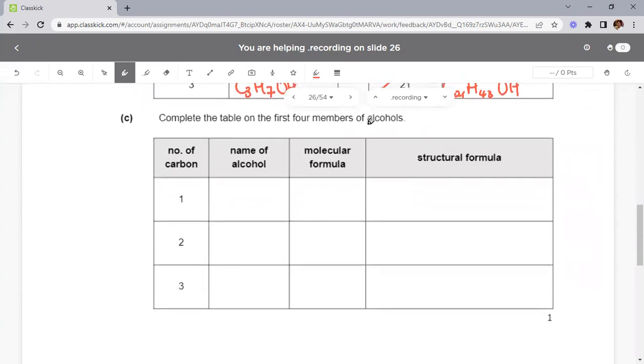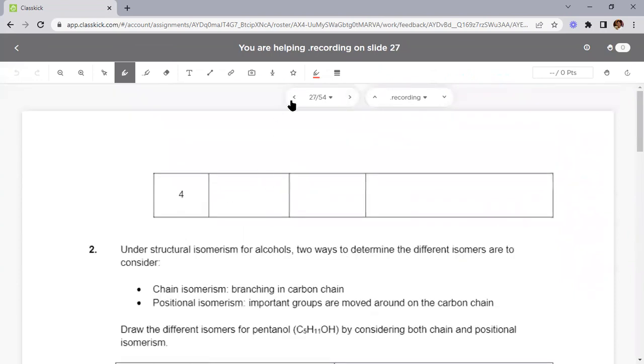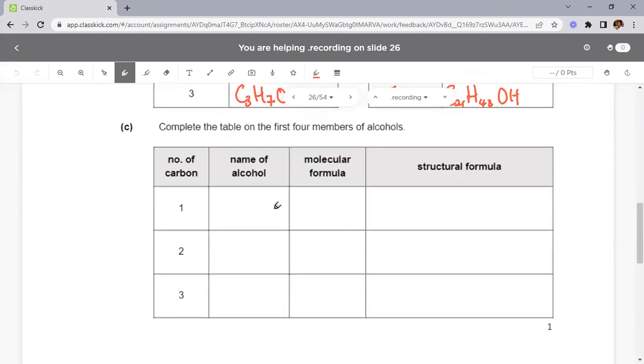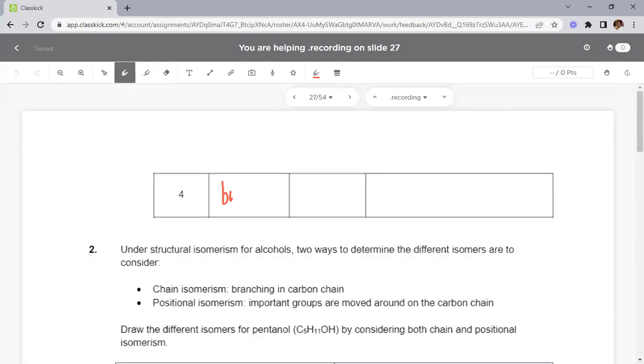Now, this is the next part here. Complete the table on the first 4 members of alcohol. So there's this 1, 2, 3, and on the next page there's actually 4. I'm going to help you write the names of all of them. So this is actually methanol. This is ethanol. You can see here that the ANOL is attached to the 1 carbon, 2 carbon. Next one will be propanol, and the 4th one will be butanol.